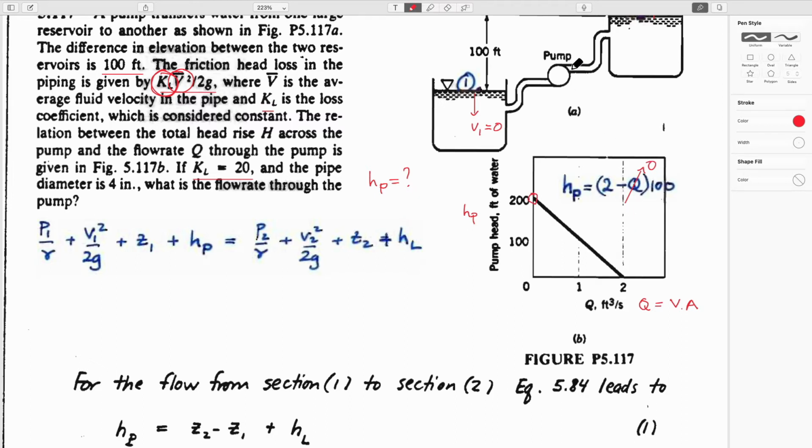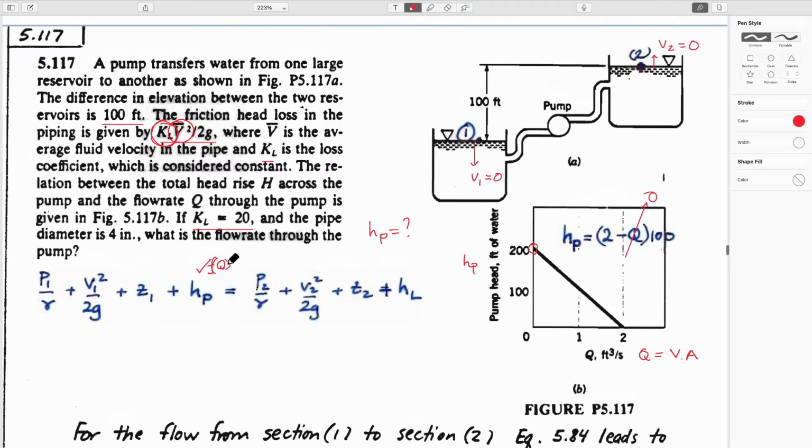When q is equal to 2, then 2 minus 2 is 0, and this is equal to 0, and it's linear in between them. So this is just the equation of the pump taken from this. So we know exactly what this is as a function of q.